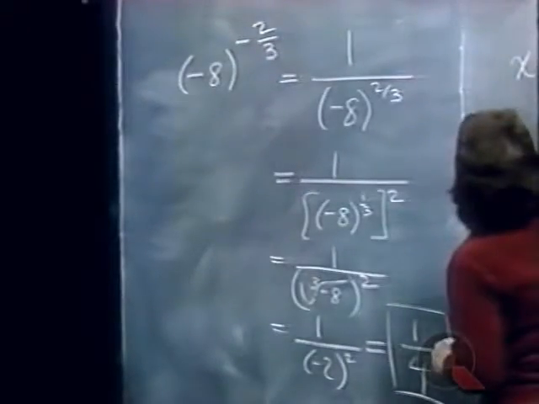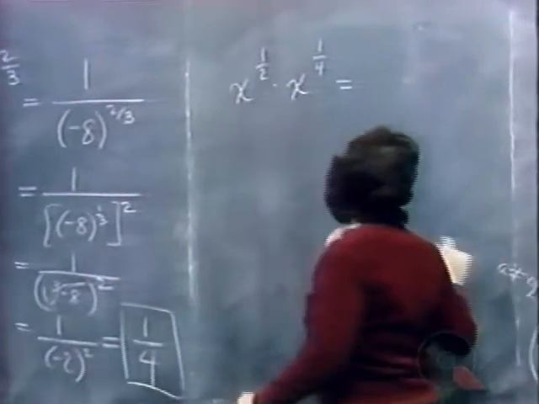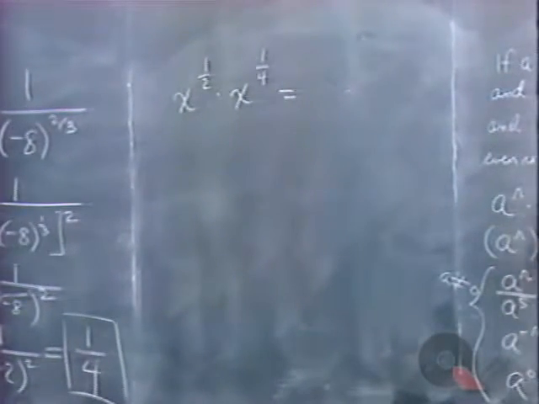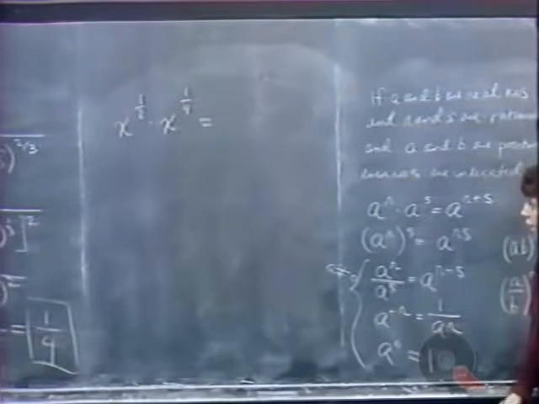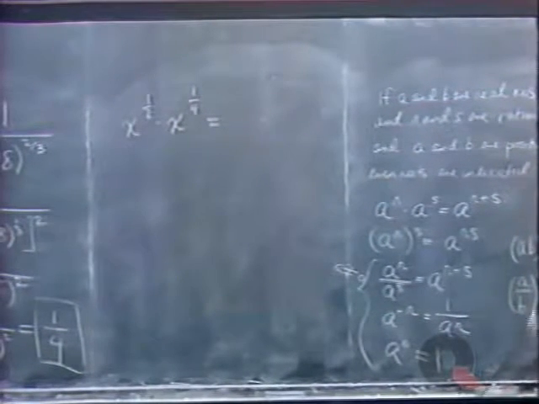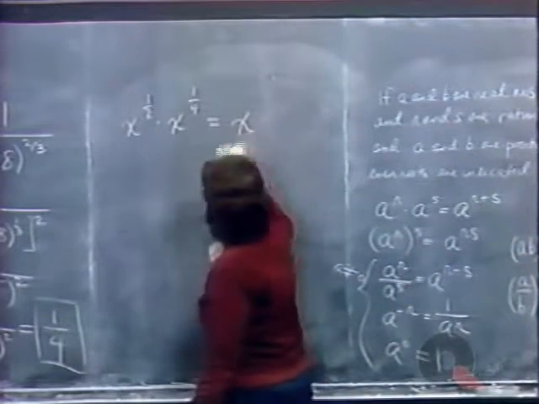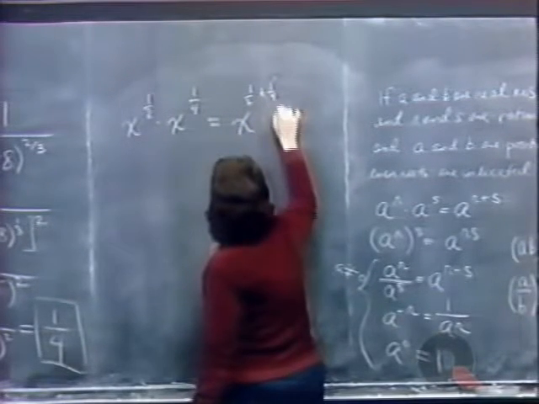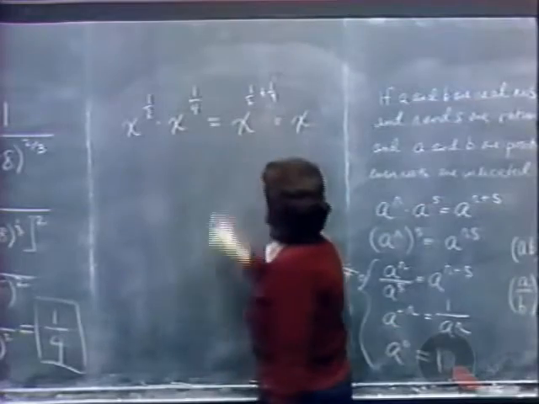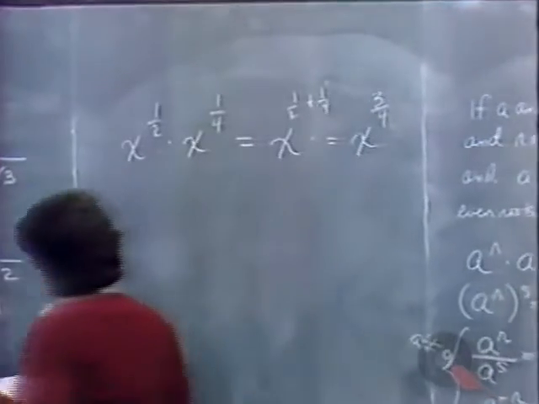x to the 1/2 times x to the 1/4. Remember, the rules that we've had before, a to the r times a to the s, is still going to be a to the r plus s, whether they are natural numbers, integers, or now rational numbers. Same rules are going to hold true. You can see why this is preferable to having different rules for different sets of numbers. We will keep the same base. We will add the powers, 1/2 plus 1/4. 1/2, of course, is 2/4, plus 1/4 gives us 3/4. So x to the 3/4.